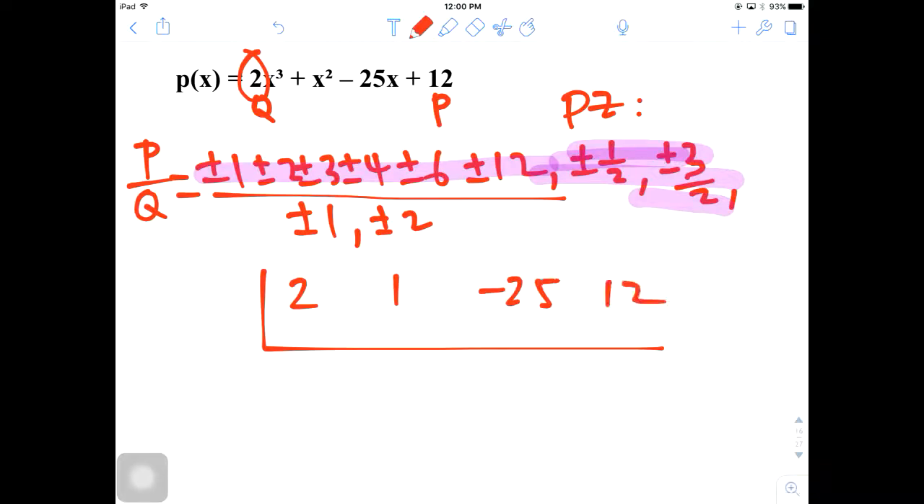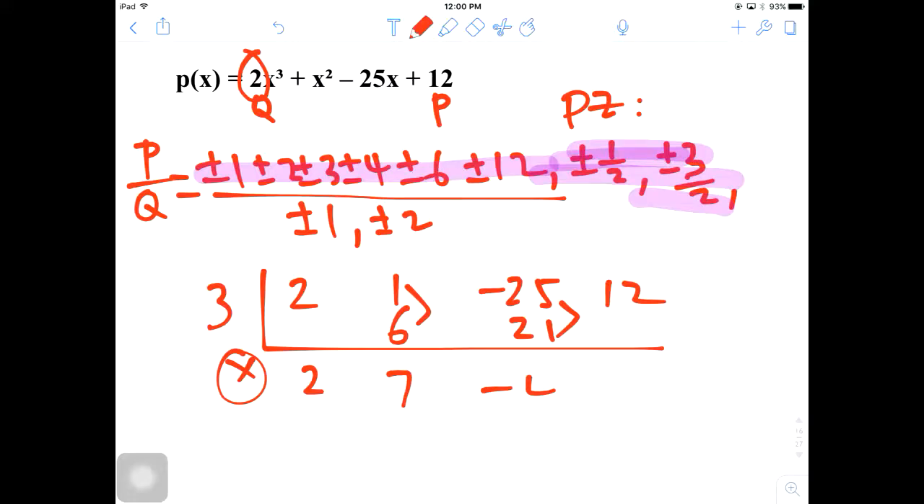And let's go ahead and test 3. So we're going to test 3. 2 times 3 is 6. 6 plus 1 is 7. 7 times 3 is 21. Combining, we have negative 4. And then multiply by 3, we have negative 12. And that gives us a 0 again.